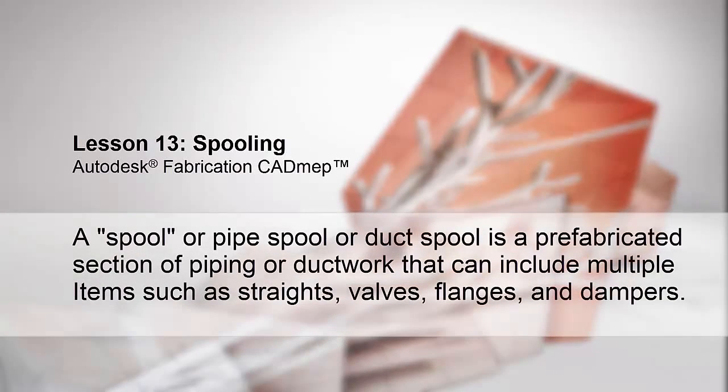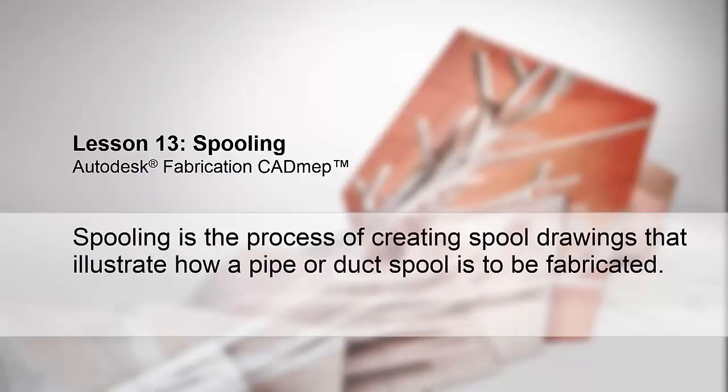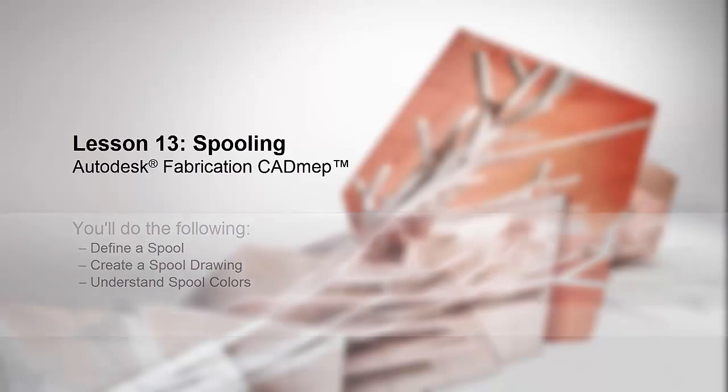Lesson 13, Spooling. A spool, pipe spool, or duct spool is a prefabricated section of piping or duct work that can include multiple items such as straights, valves, flanges, and dampers. Spooling is the process of creating spool drawings that illustrate how a pipe or duct spool is to be fabricated. For this lesson, you'll do the following: define a spool, create a spool drawing, and understand spool colors.